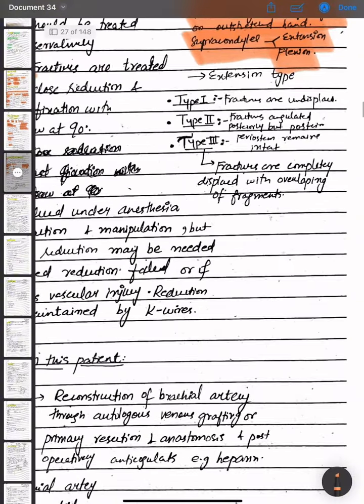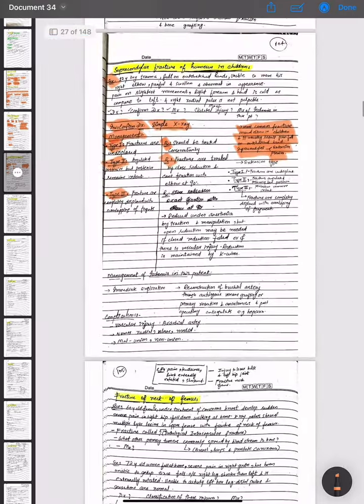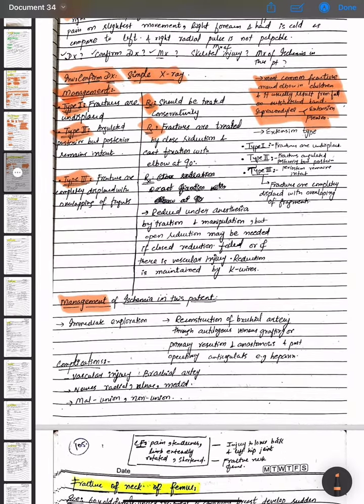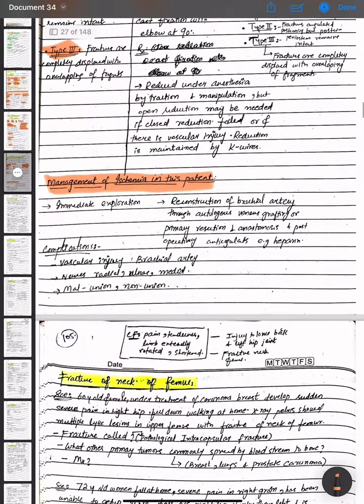Okay, so type 1, type 2 and type 3 are the three different types. Type 1 fractures are undisplaced, type 2 fractures are angulated posteriorly but the posterior periosteum remains intact, and type 3 fractures are completely displaced with overlapping of fragments. Now coming towards the management of ischemia in this patient. If ischemia occurs in supracondylar fractures of humerus in children, how will you manage? First of all, immediate exploration, that is reconstruction of the brachial artery through autologous venous grafting or primary resection anastomosis, and post-operatively anticoagulants, for example heparin.